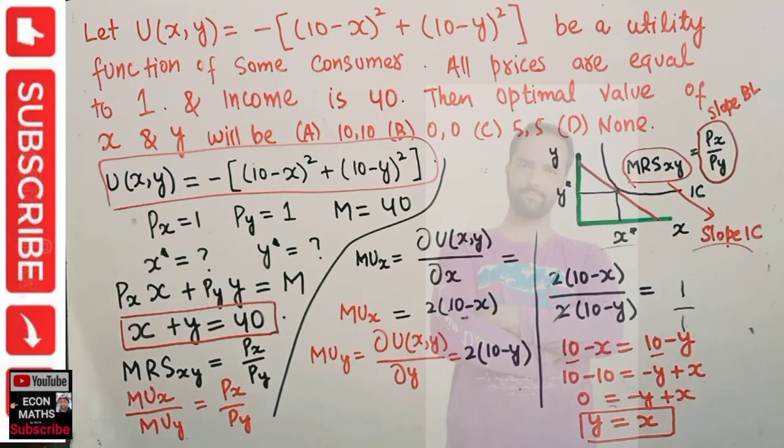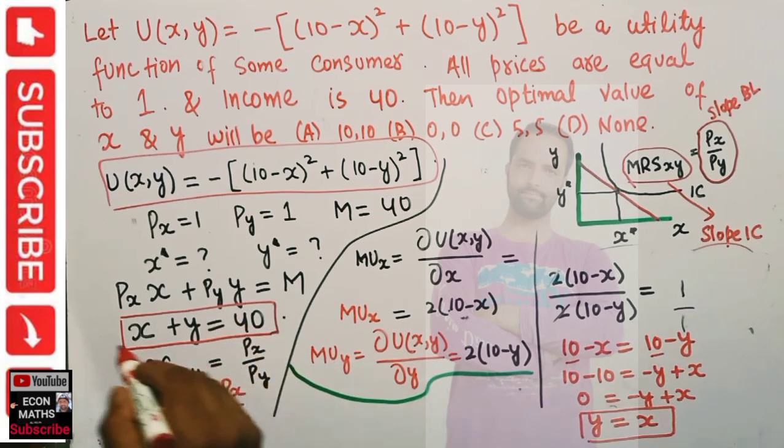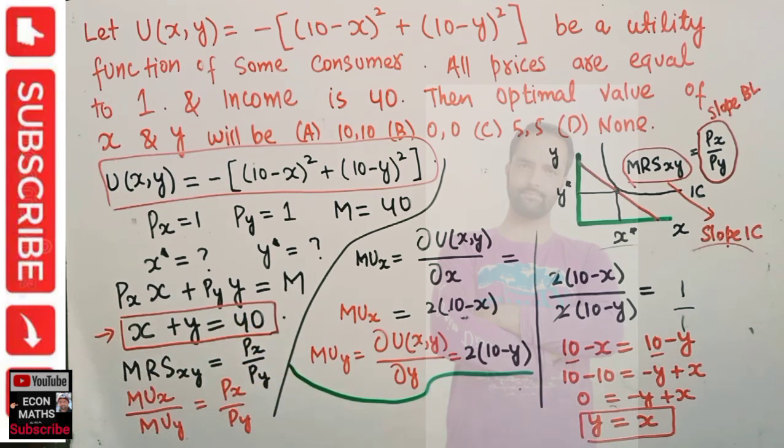Now what we need to do, so let me write it here. We just need to put this value of y is equal to x back into our budget constraint, okay, to get the optimal values of x and y. So put y is equal to x here. So in place of y, I will write x. So x plus x is 2x is equal to 40, which implies x is equal to 40 upon 2, which gives us 20. That means optimal value of x is equal to 20.